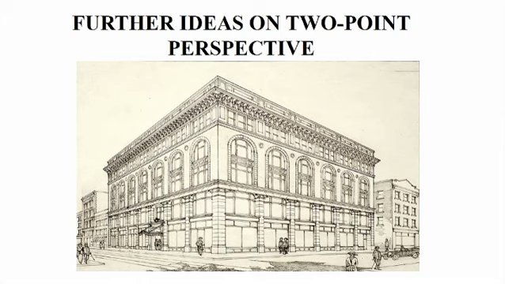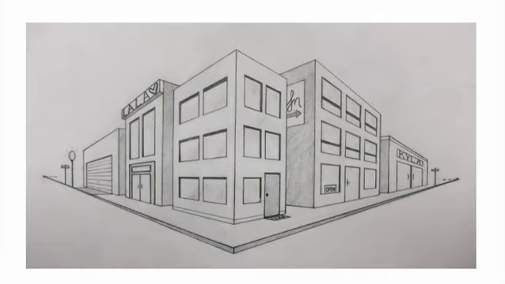Here are some further ideas on two-point perspective. This is a drawing of the largest office building in the world at the Ellicott Square in New York. Observe how roads, windows, doors, and shutters have been added to enhance this perspective drawing.